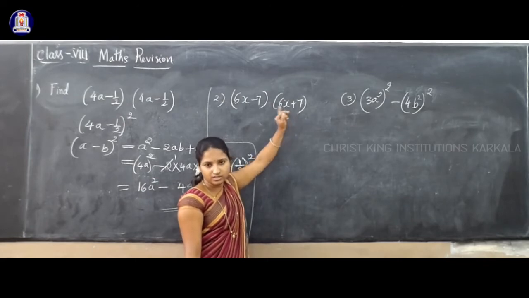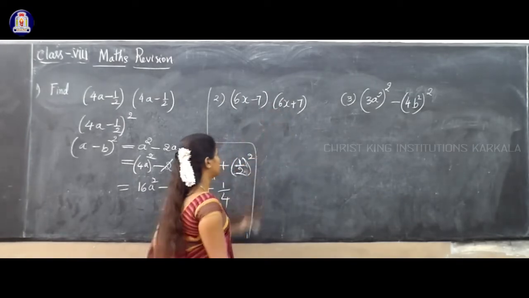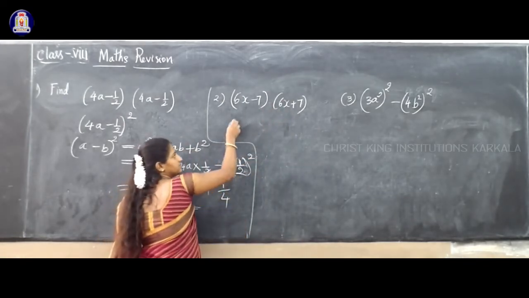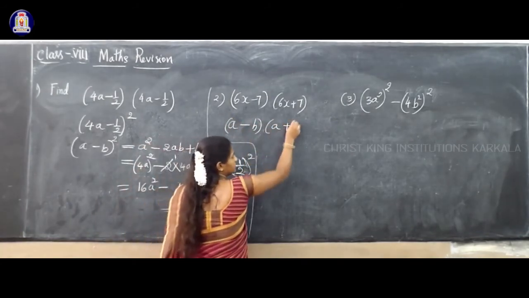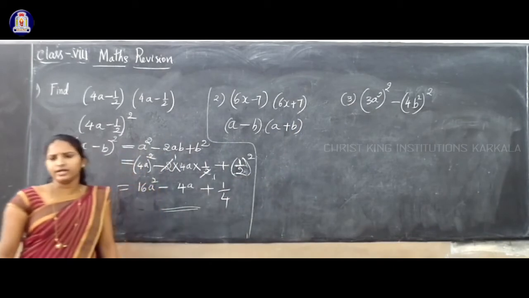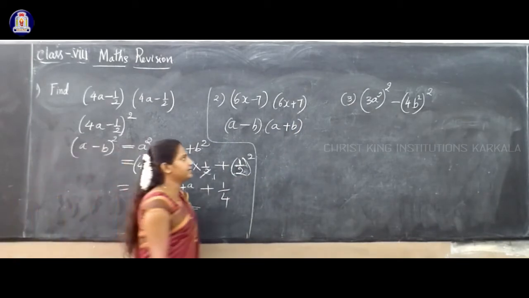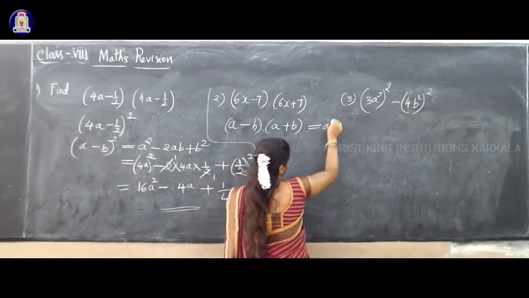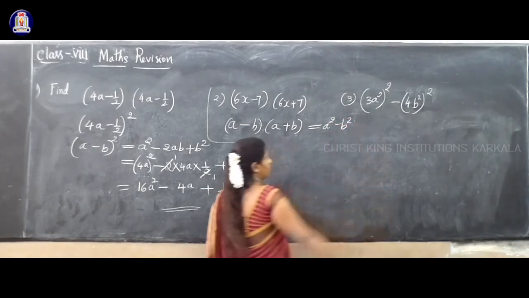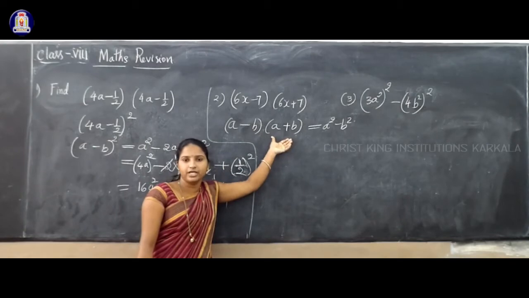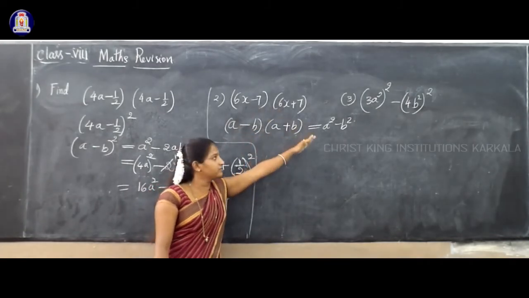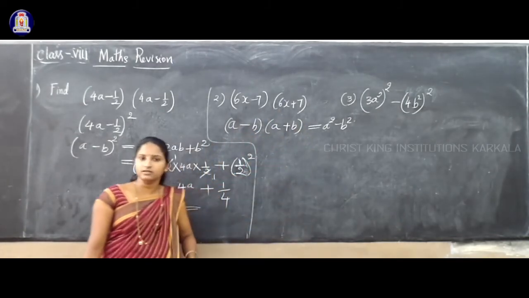So we can use the third identity, isn't it? So what is the third identity? That is a minus b into a plus b, that is a square minus b square. So now the question is in the form of a minus b into a plus b. So what do we have to write? Write in terms of a square minus b square.